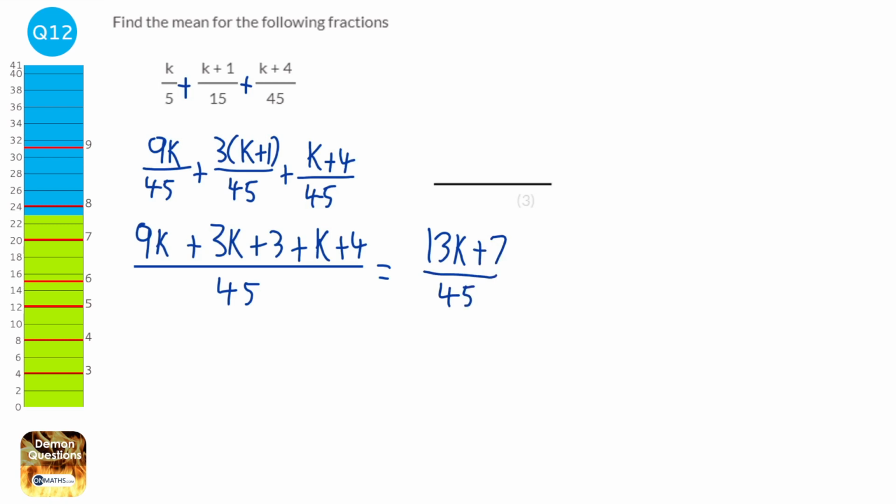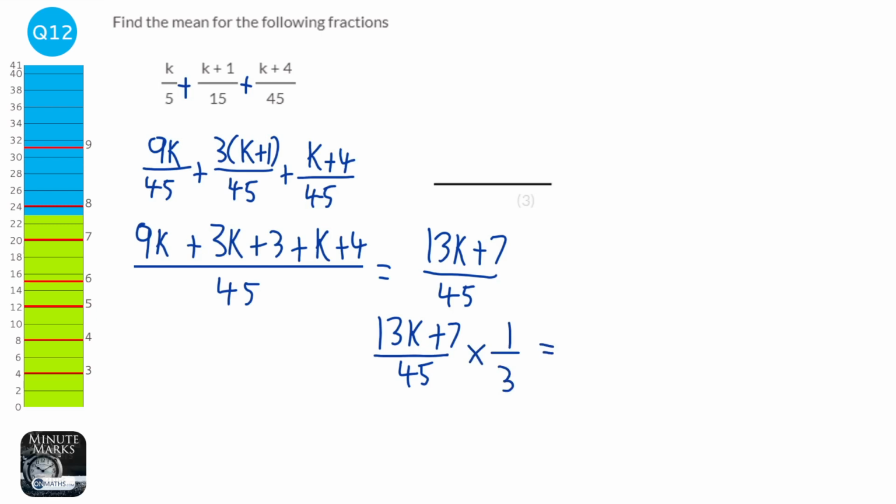So to work out the mean, we need to divide it by 3. But instead of writing divide by 3, we know KFC, keep, flip, change. If you have a division, you keep the first fraction, you change the divide into a times, and you flip the second fraction. So a different and easier way of writing that is times 1/3.